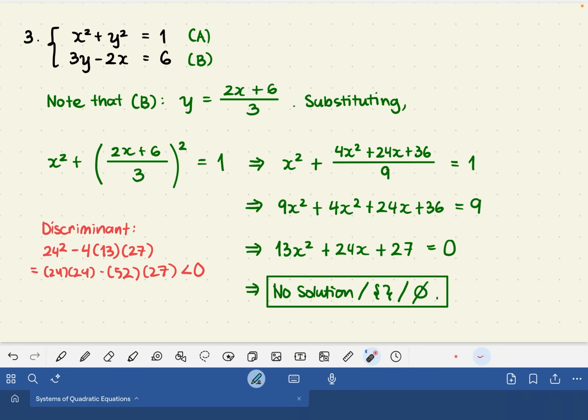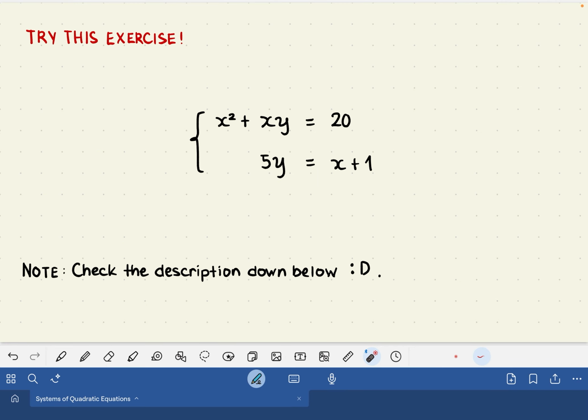As an exercise, you can try working on this one. This one is pretty simple. I suggest that you use the substitution method here, since on this second equation, you can easily divide both sides by 5 to write y explicitly all in terms of x.